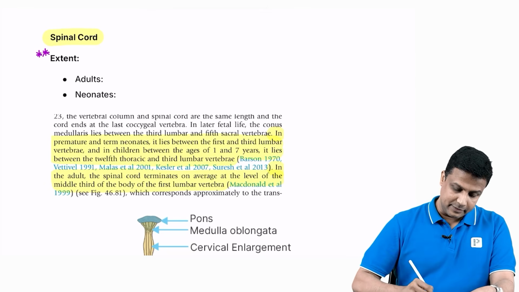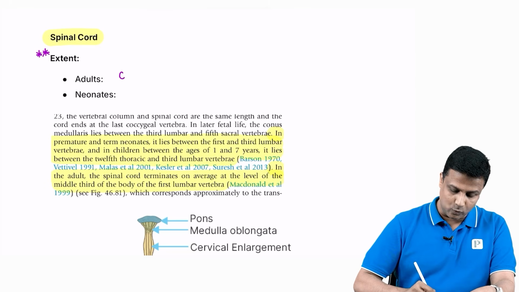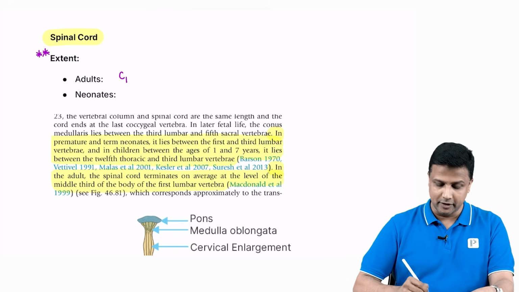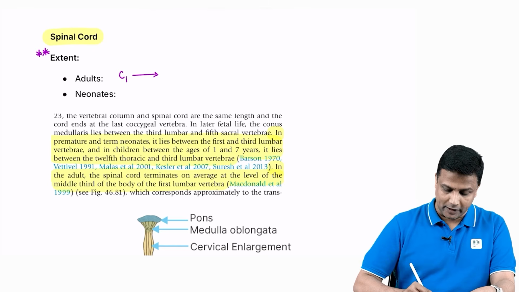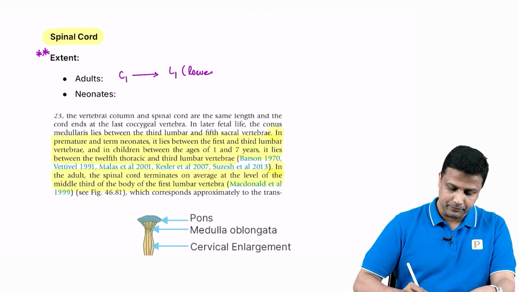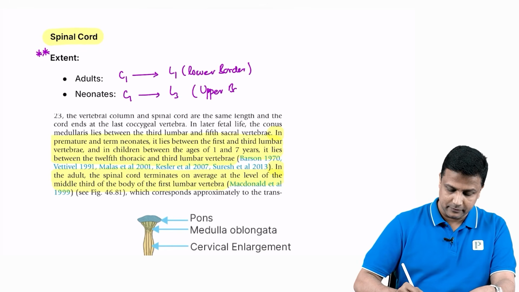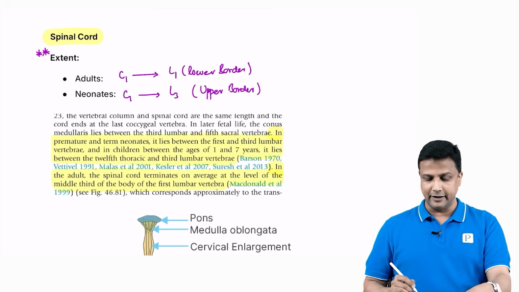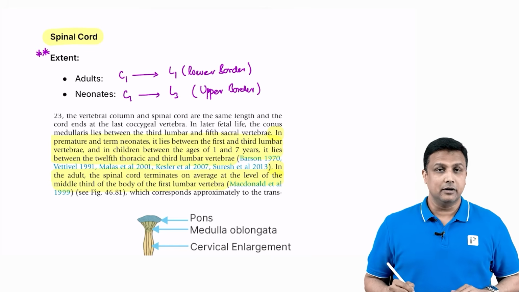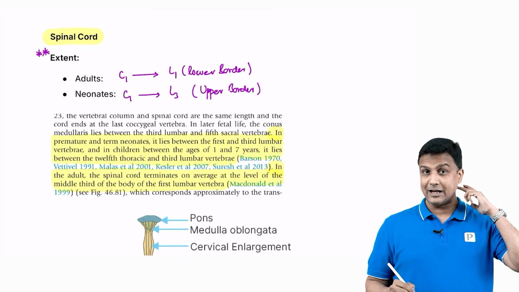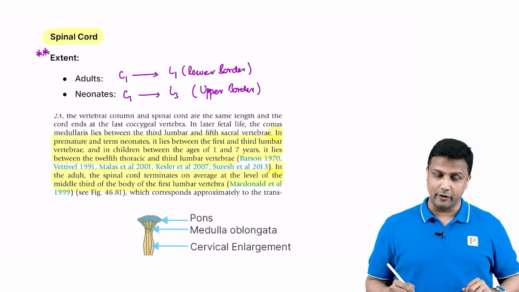Now, in adults, remember the spinal cord is going to begin from C1, the first cervical vertebra, and it is going to extend up to L1, and that too the lower border of L1. But recently in one of your exams, they have asked in neonates. In neonates, the spinal cord will be extending from C1 to L3, and that too it is the upper border of L3. Upper border of L3. Perfectly done. And now, my dear friends, remember, in adults we have learned that it is extending from C1 to L1. Okay, that is the lower border of L1.